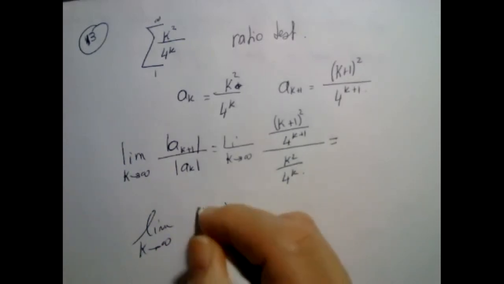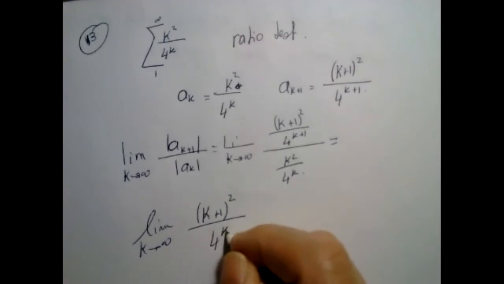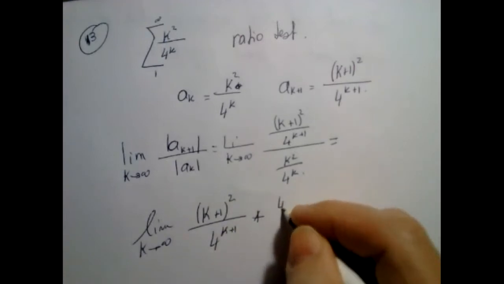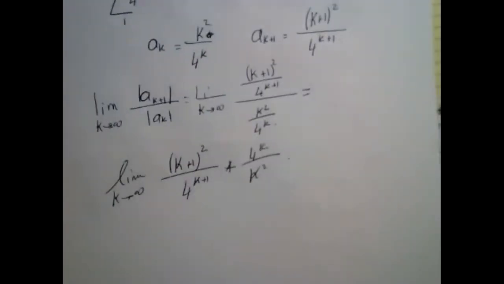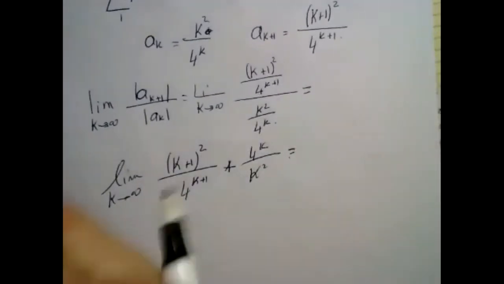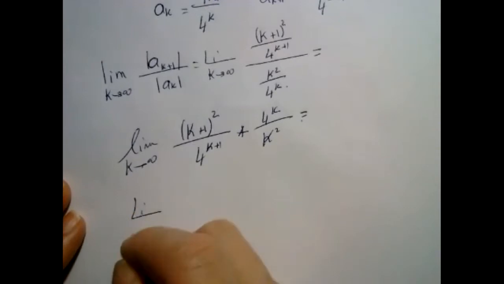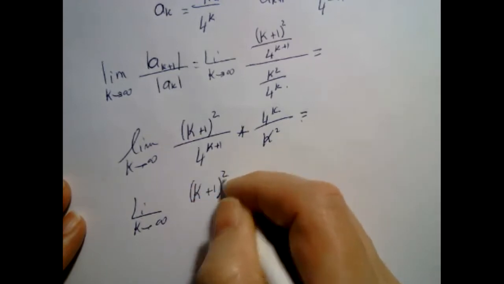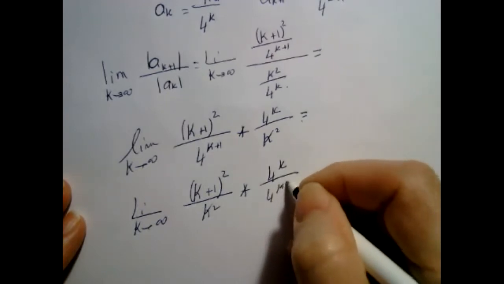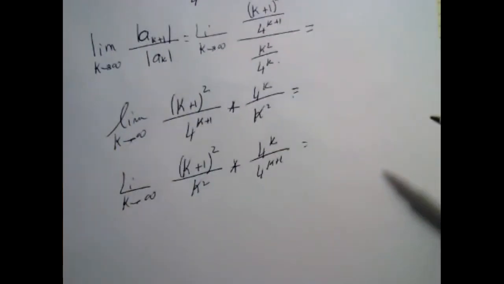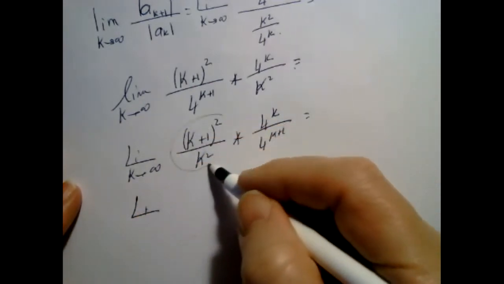Now we use the property of fractions, times 4 to the k over k squared. And then, as I said yesterday, we try to put the like terms together. So this would give me k plus 1 squared over k squared. Remember, we have to compute the limit of this expression. To find the limit, first we try to see if we can do some simplification, and then we proceed. That's the limit of this term here.